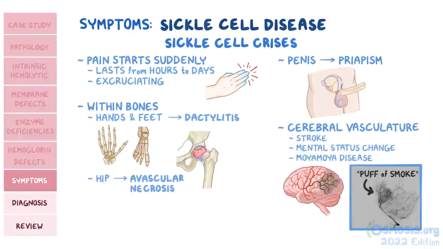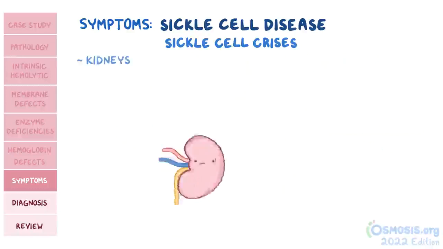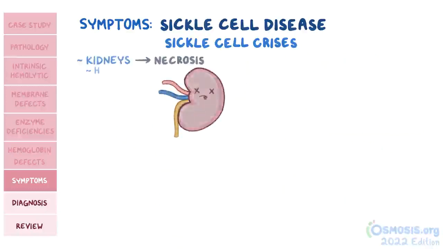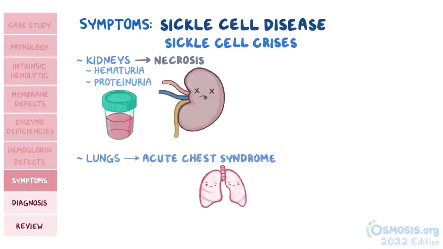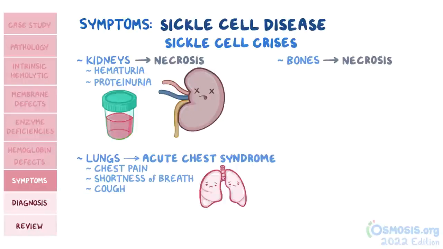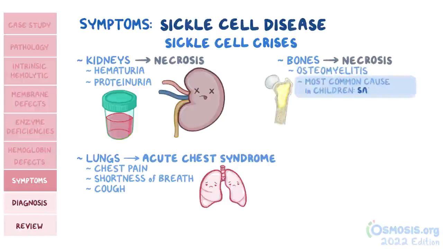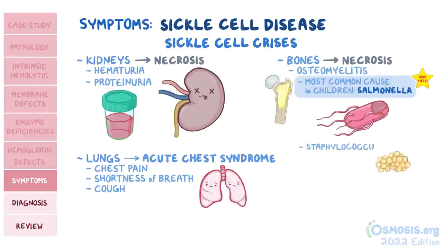arteries. If it happens in the kidneys, it can lead to necrosis and cause hematuria or proteinuria, while in the lungs, it can lead to acute chest syndrome, presenting with chest pain, shortness of breath, or cough. Sickling in bones can lead to bone necrosis, predisposing to osteomyelitis. For the exams, remember that the most common cause of osteomyelitis in children with sickle cell disease is Salmonella, while Staphylococcus aureus and Escherichia coli are also common.